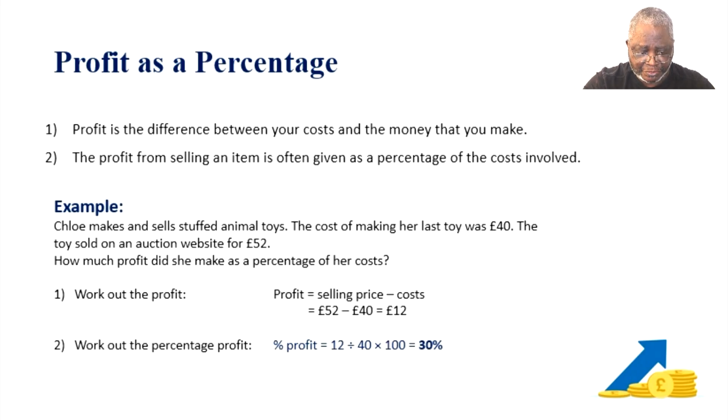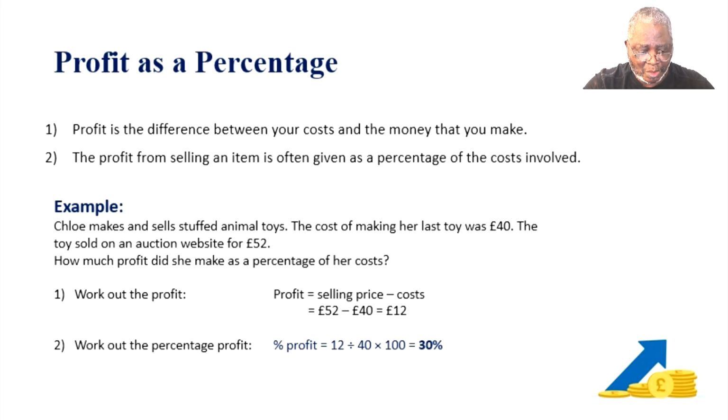Work out the profit, and you have a formula here. Profit is equal to selling price minus cost. And then all you have to do is substitute the real figures. That is, profit is equal to 52 minus 40, selling price and cost price, and your answer will be £12.